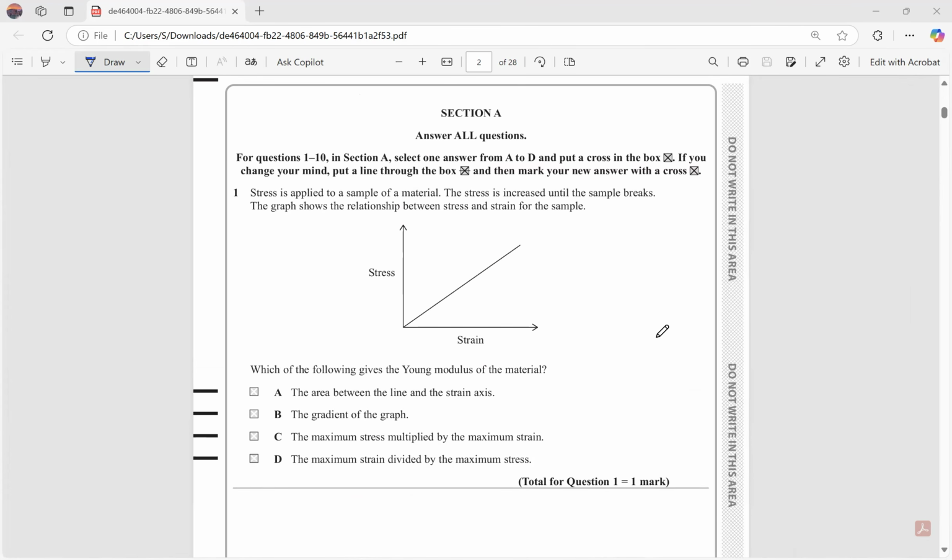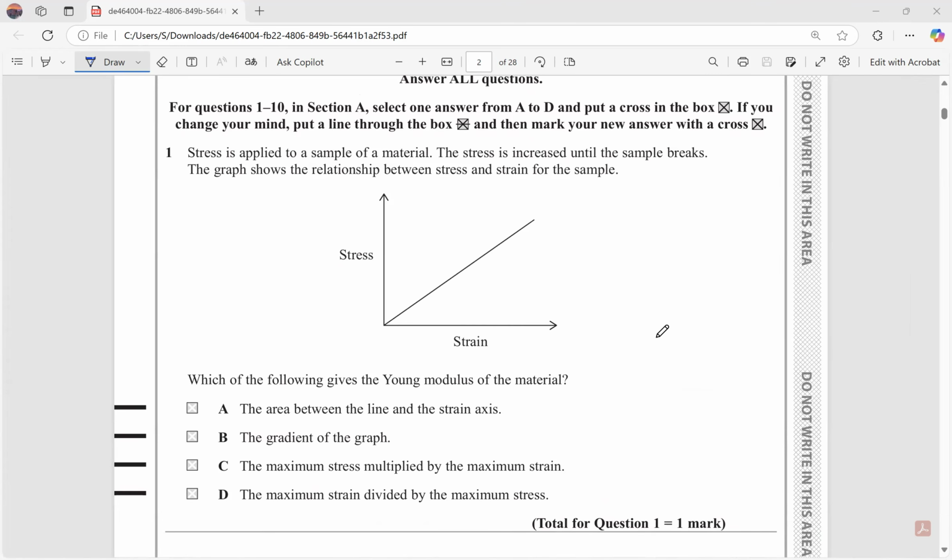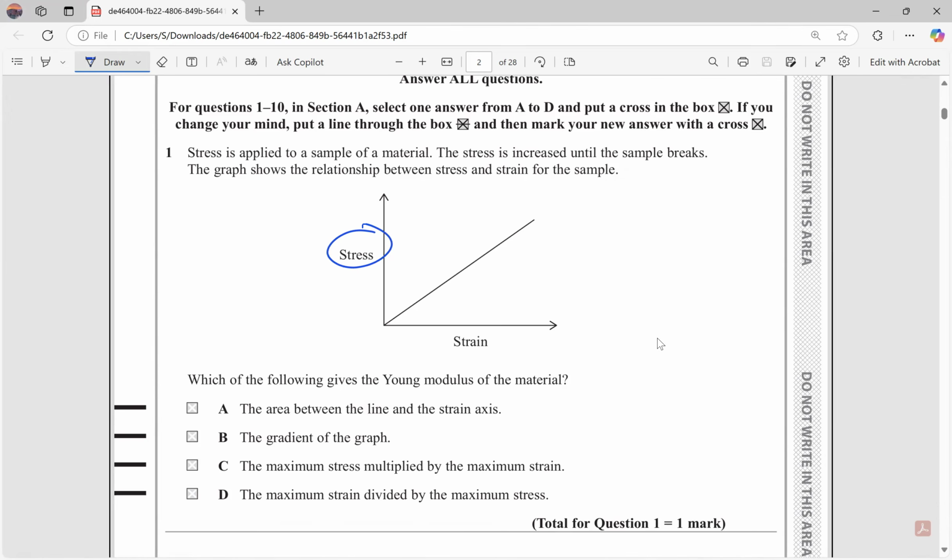Okay, stress is applied to a sample of a material. The stress is increased until the sample breaks. The graph shows the relationship between stress and strain for the sample. Which of the following gives the Young modulus of the material? It's a straightforward graph. There is stress and there is strain, nothing else.